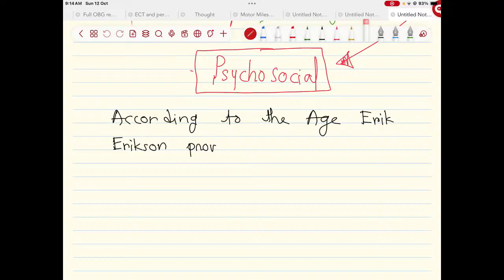Then trust versus mistrust, then autonomy versus shame. Autonomy means they conduct any work alone, by themselves. Shame means the feeling that if I did this one then I get shame or bad. Next we'll go for the preschool age.